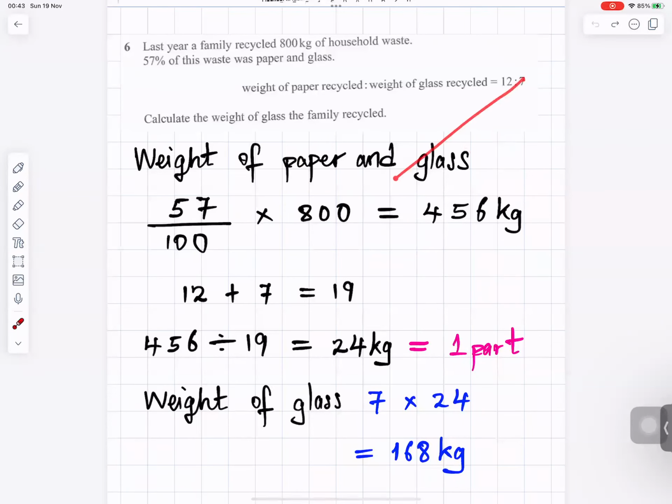So if we have 12 plus 7, we get 19. So it's 19 parts. So 456 divided by 19 is 24 kilograms, which is 1 part. So we want just 7. So 7 times 24 for glass is 168 kilograms.